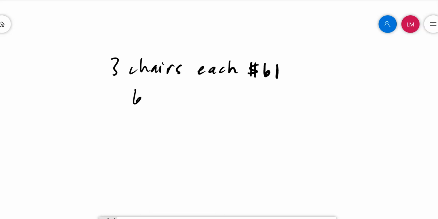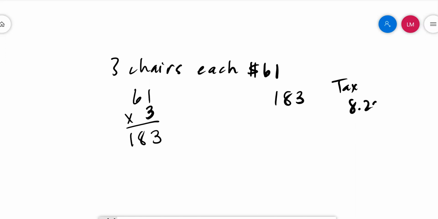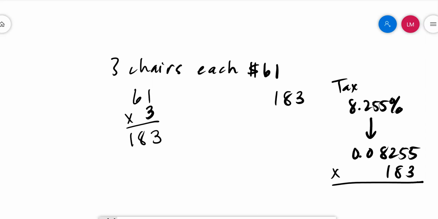And so we got to first multiply this value by 3, which would give us $183. So we take that $183 and we're going to need to multiply it by the tax rate, which was 8.255%, I think. Let's change that to a decimal, 0.08255. So I'm going to just take that and multiply that by 183 to figure out how much tax I need to pay on those chairs.